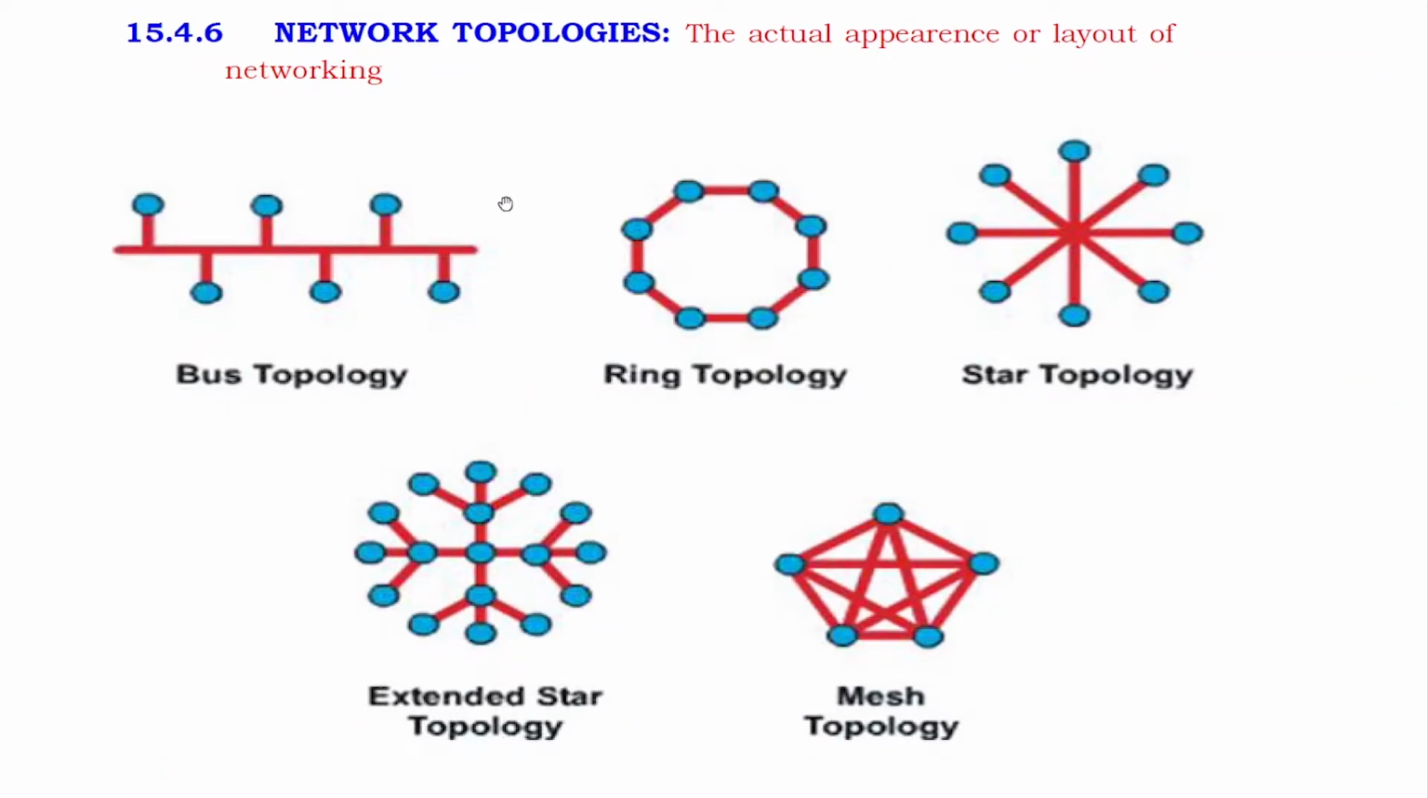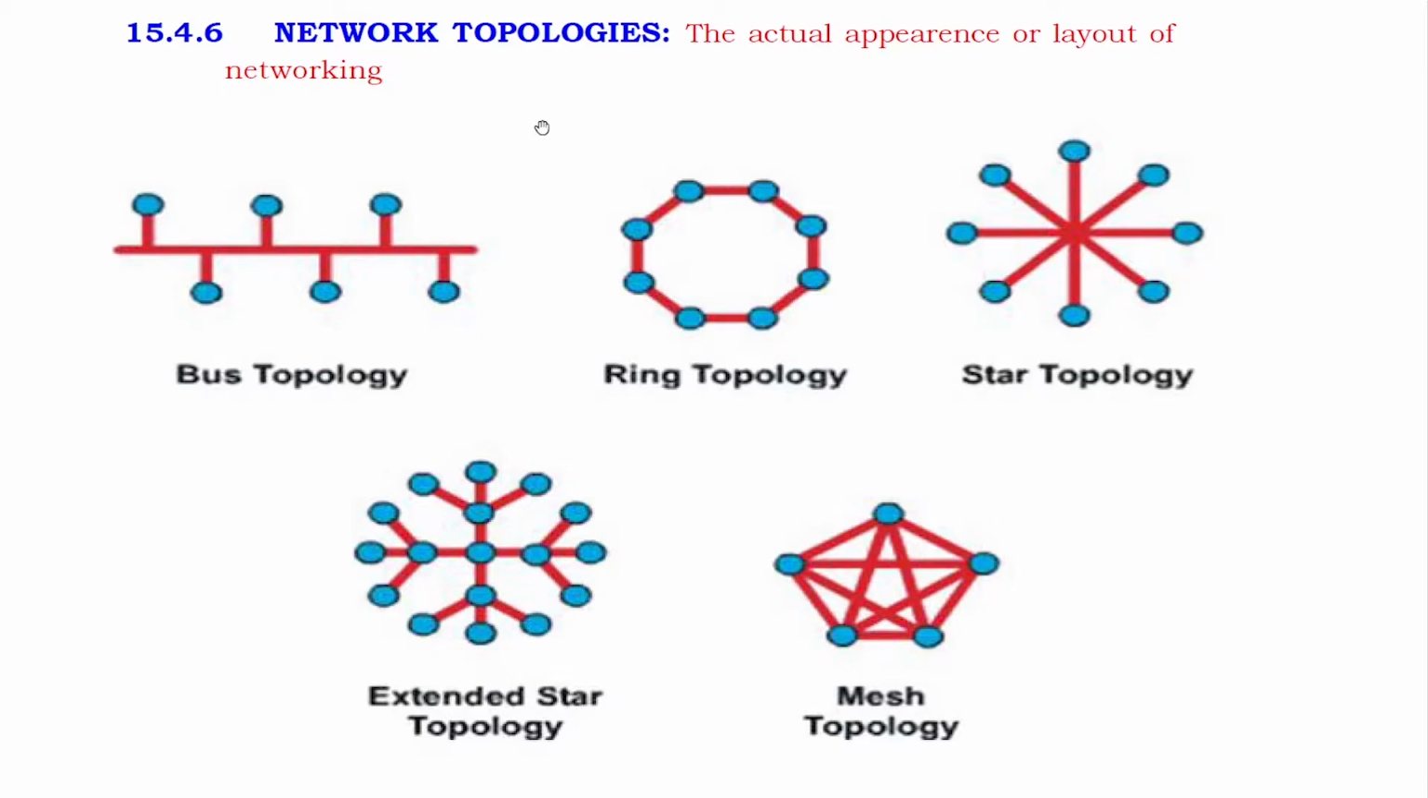Today we will be discussing network topology. Last class I told you about network topology. It is about the appearance, how you are going to form a network. The actual appearance or layout of the network is called topology.